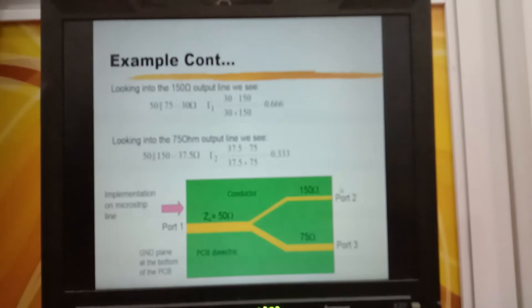And furthermore, in this design of the T-junction, port 1 has an impedance of 50 ohm, whereas port 2 has an impedance of 150 ohm and port 3 has an impedance of 75 ohm. We do not have equal impedance at all three ports. If we want port 1, port 2 and port 3 to have the same impedance of 50 ohm, we can add a quarter wave transformer in between.